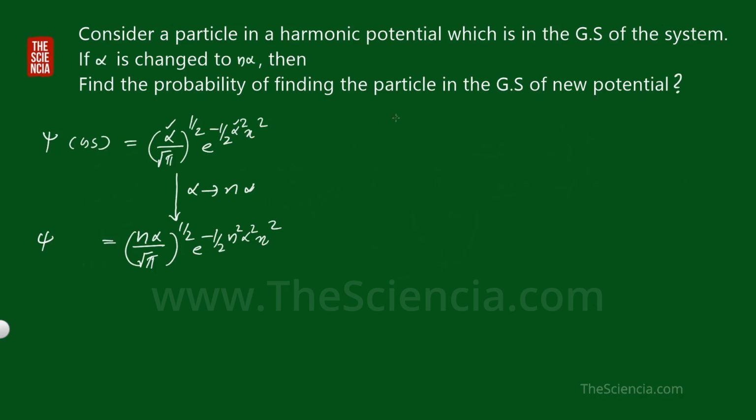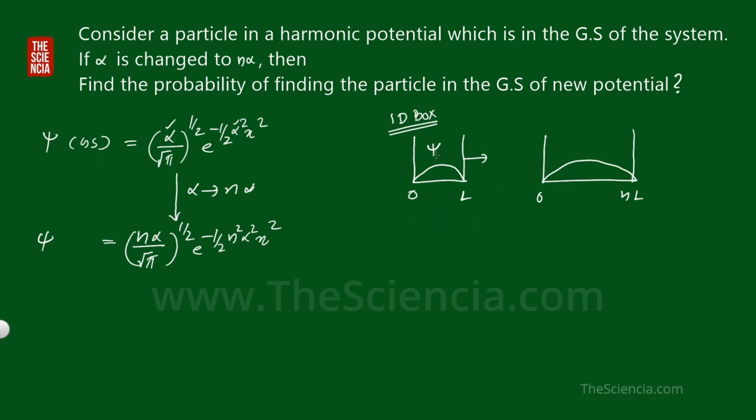Earlier in the 1D box case, I told you there is a 1D box, and there is a particle which is in the ground state of this box. The box is of length 0 to L, and if I extend the walls so that the length of the box is now 0 to NL, then find the probability of finding the particle in the ground state of the new box. Such a problem we already discussed in the 1D box. So how do we solve this problem?